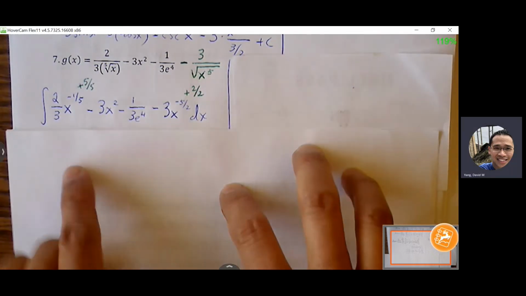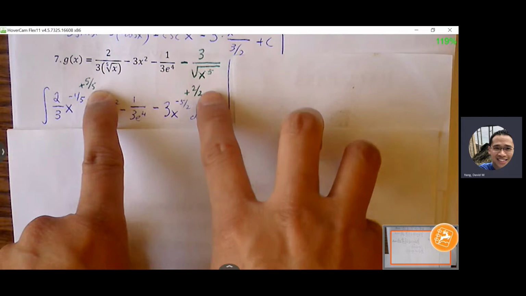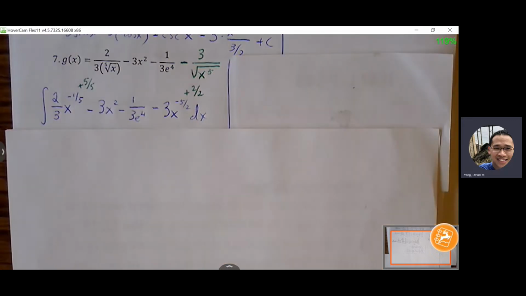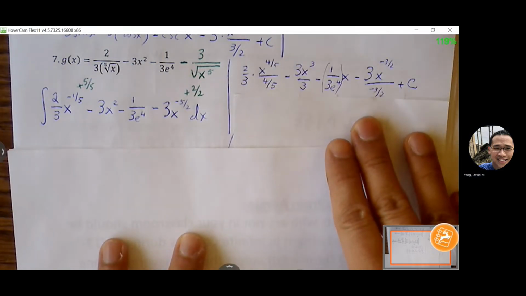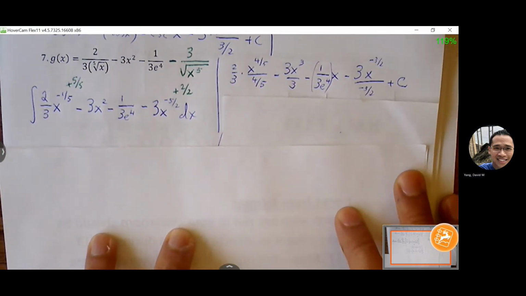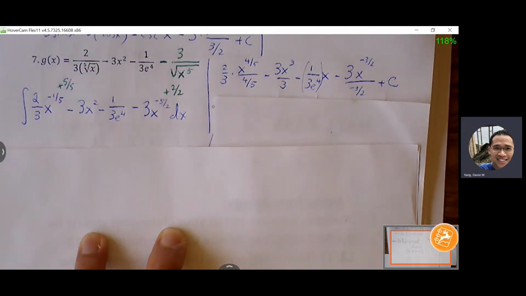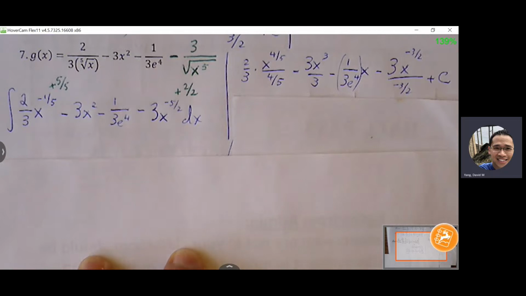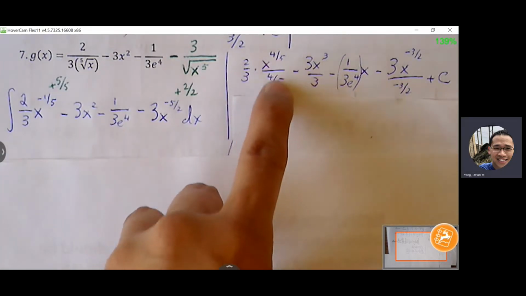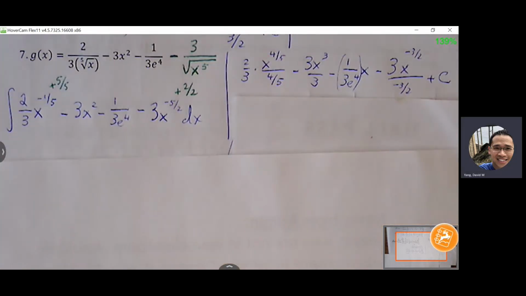Okay, so now we're ready for power rule. We add 1 to the exponent. I put a +5/5 and +2/2 just to show how I'm going to add 1 to each of those exponents. So my first term is going to show 4/5 and 4/5. Last term will show negative 3/2, negative 3/2.